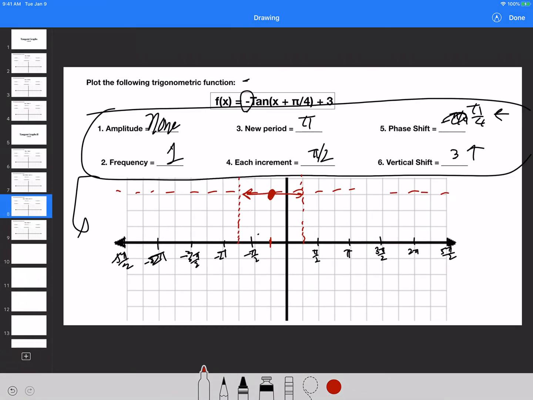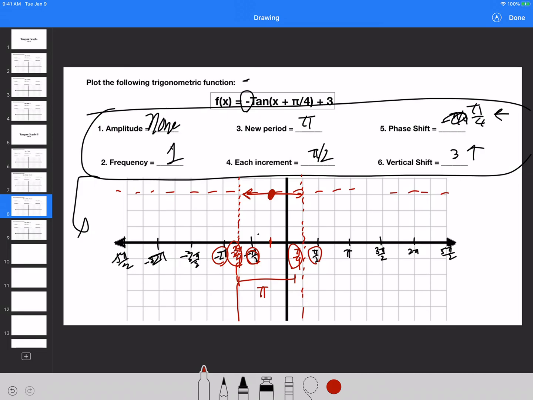And notice that they don't necessarily happen at pi over 2 nor negative pi over 2. They happen somewhere between negative pi and negative 3 pi over 2, which is negative 3 pi over 4. And here would be pi over 4. And lo and behold, if you subtract them, you get pi as your period. So that still makes sense.